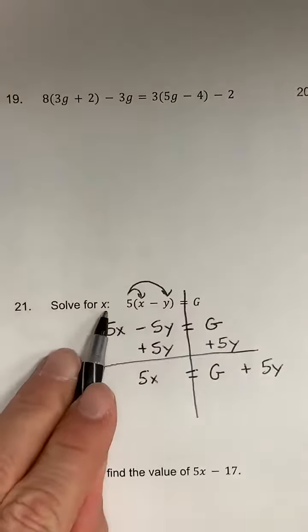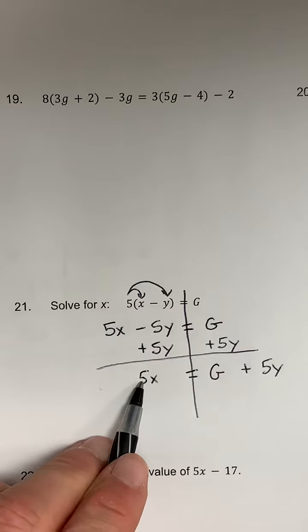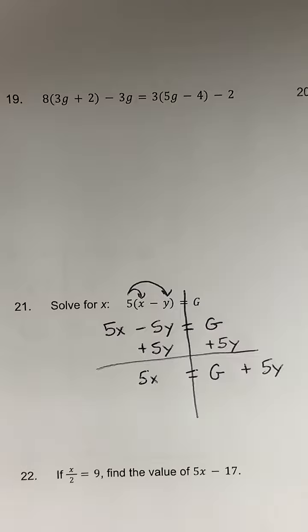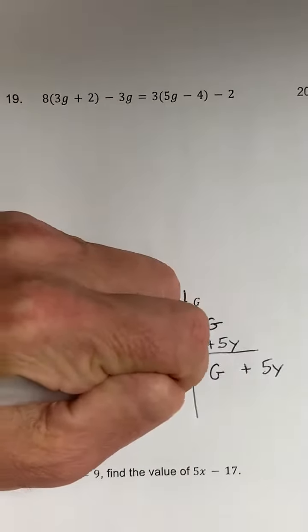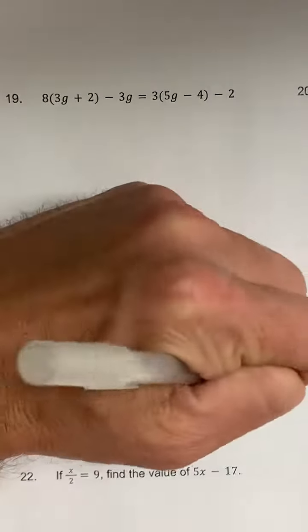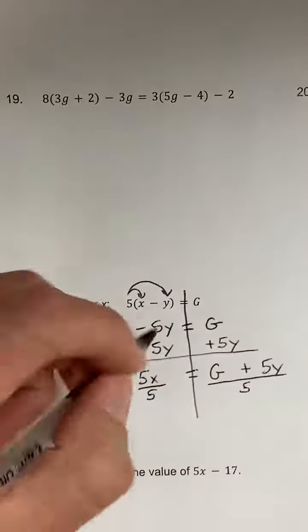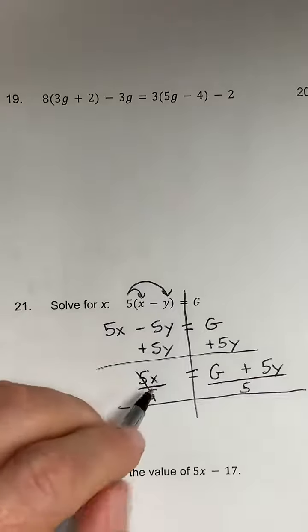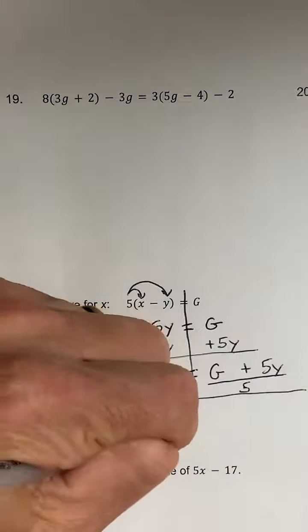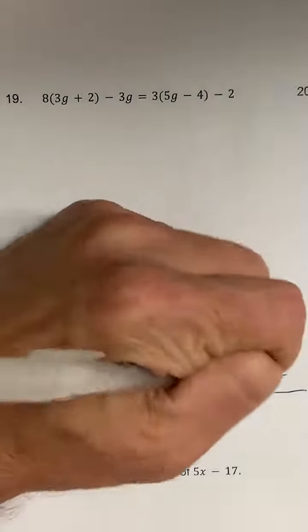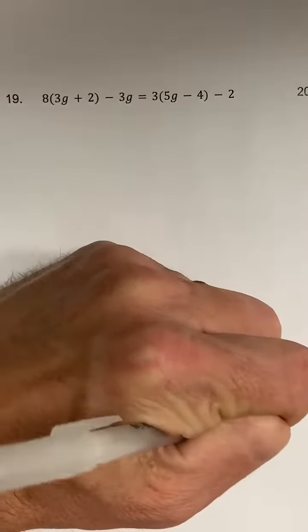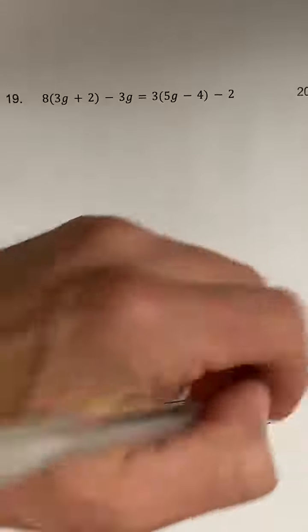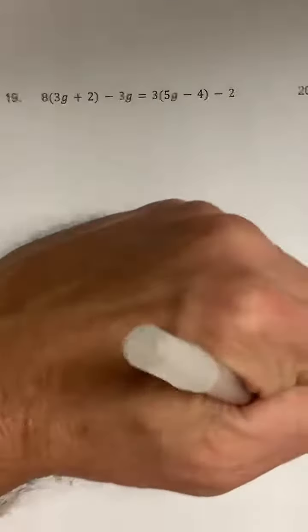And if we want x solved for, we want this by itself, we have to move the 5. So this is 5 times x. The opposite of multiplying is to divide. So we'll divide this by 5, and we'll divide this by 5. And now, on this side, we just have an x. And on this side, we can just write all of this down: g plus 5y, divided by 5. And now we've solved for x. We got it by itself.